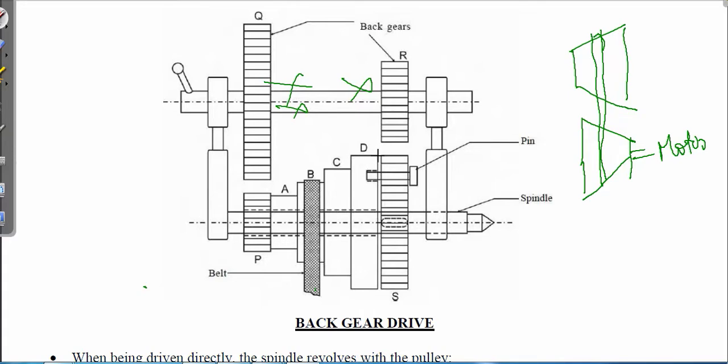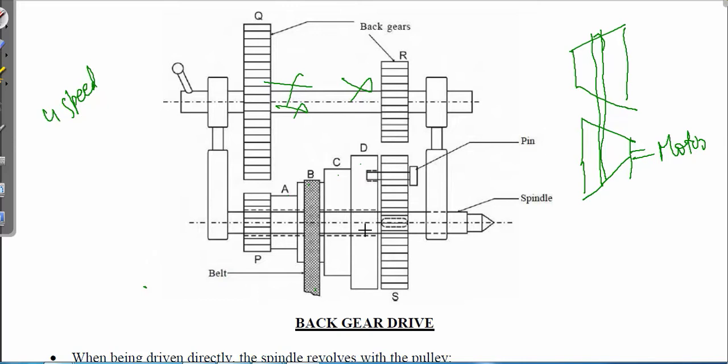So when there is no back gear, if there are four steps, 1, 2, 3, 4, we will get only four types of speed range, four RPM. And suppose we want a more RPM range and a slower RPM. We want to decrease the RPM of the spindle to a much lower level, then we have to use this back gear arrangement. For that we have to make some changes in this cone.